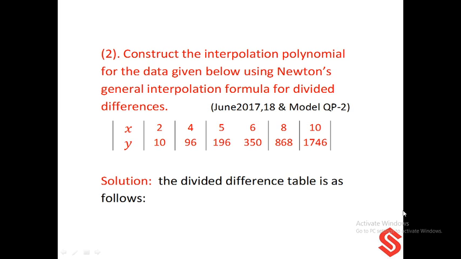Second problem. Construct the interpolation polynomial for the data given below using Newton's general interpolation formula for divided differences. So here the data is given, the values of x and y. So x takes the values 2, 4, 5, 6, 8, 10, and y values are 10, 96, 196, 350, 868, 1746. So first let us construct the divided difference table.